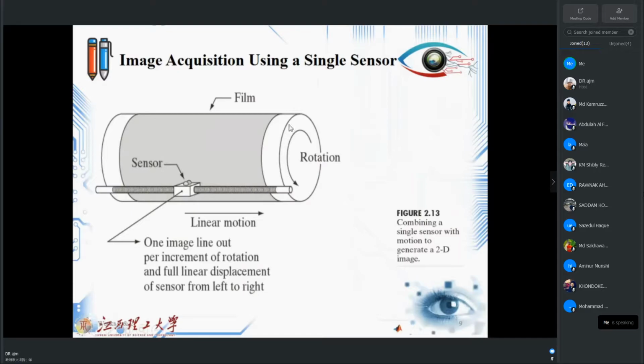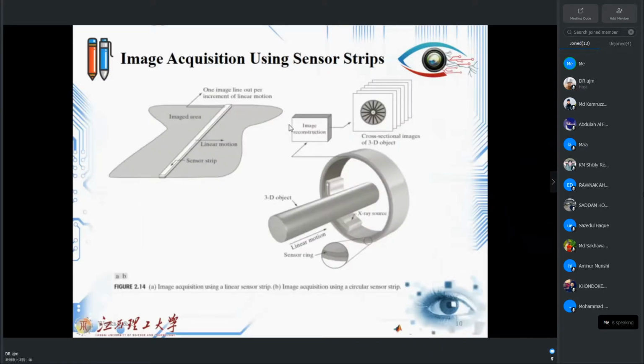Maybe this part will remind you of a scanner, which you use for your photo, to scan your photo or your ID card. And we call it the method by which we can make the 2D image generation. Or you can have something like sensor strips, which is exactly the scanner that we have. And you will see that when you scan the image, this sensor strip will go up and come down and then acquire the image for you.